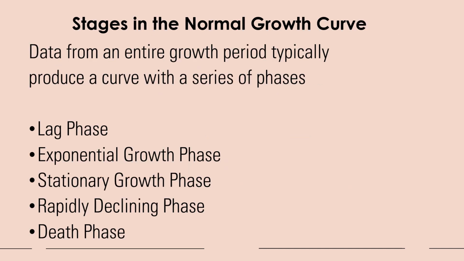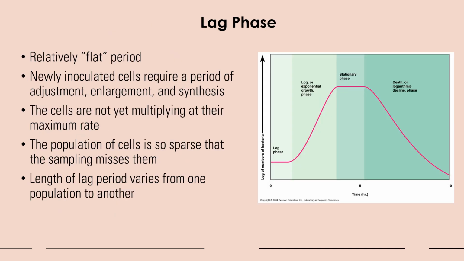Stages in the normal growth curve. Data from an entire growth period typically produce a curve with a series of phases: lag phase, exponential growth phase, stationary growth phase, rapidly declining phase, and death phase. Lag phase. Relatively flat period. Newly inoculated cells require a period of adjustment, enlargement, and synthesis. The cells are not yet multiplying at their maximum rate. The population of cells is so sparse that the sampling misses them. Length of lag period varies from one population to another.